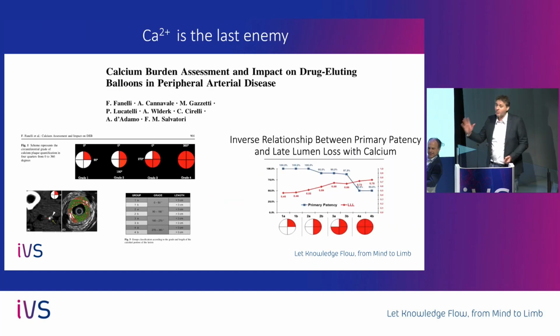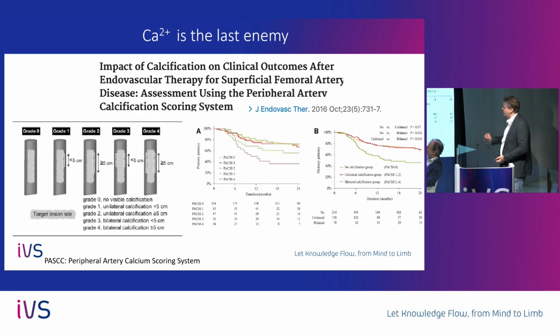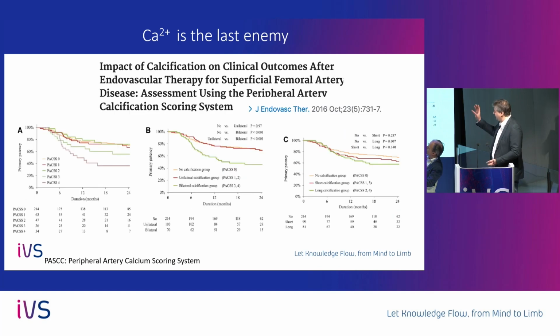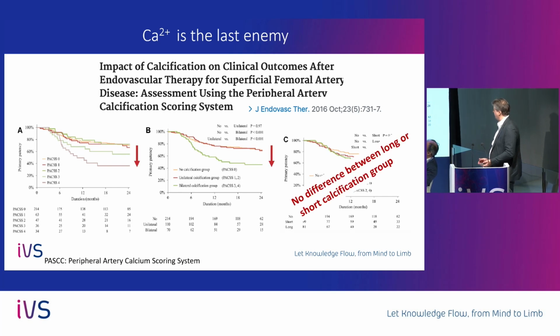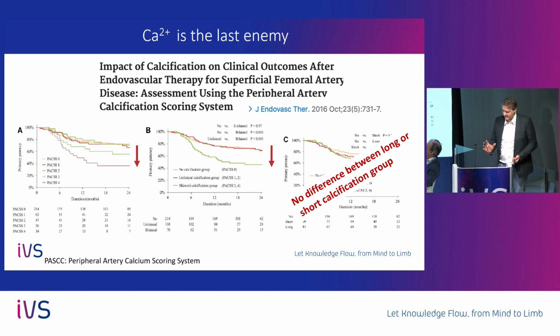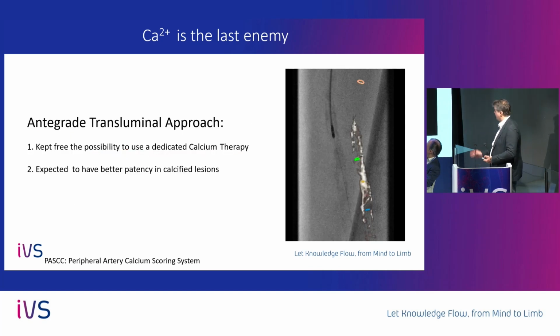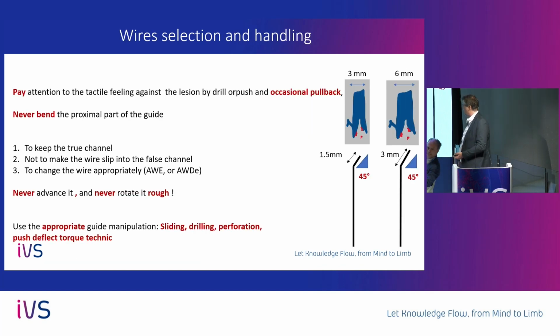I was joking. Why do I want to stay in the endoluminal way the majority of the time? Because we know that the last enemy is the calcium. From different studies, we have bad results. In very high score calcification lesions, our results are very poor, independent of the length of the lesion. That's why I want to keep the transluminal approach, to keep free the possibility to use dedicated calcium therapy. It makes sense, and we expect better patency in calcified lesions.